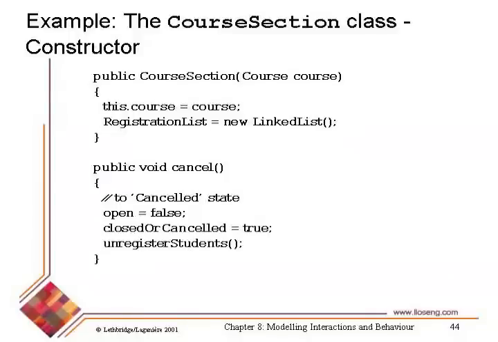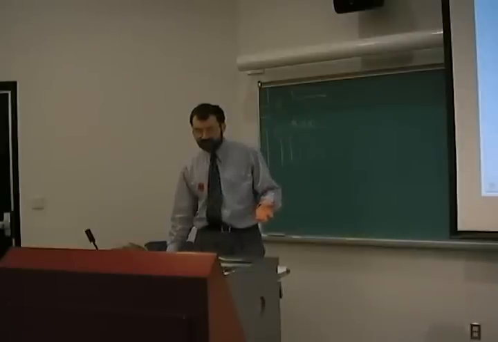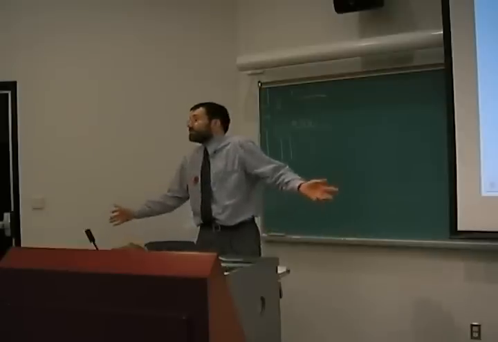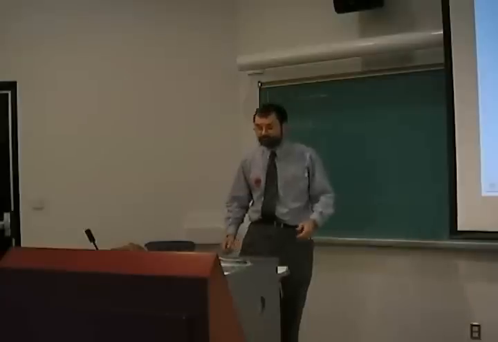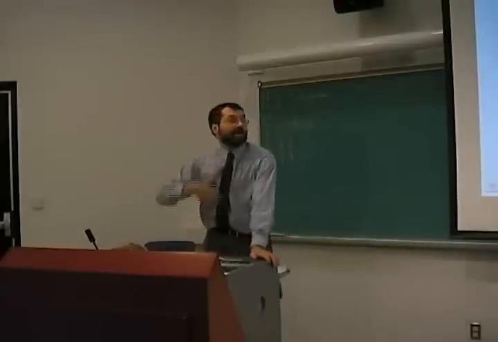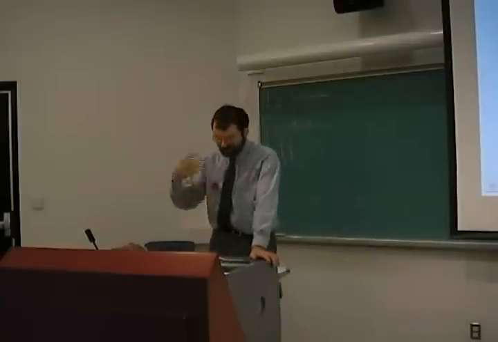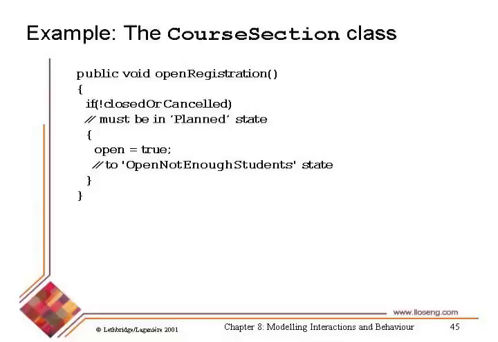You'll notice the difference between planned state and cancel state is that closed or cancelled is true. Planned state, closed or cancelled is false, but here I'm going to be in closed or cancelled true. And I can go to cancel state from pretty well anywhere, even from planned. The only difference is that I'm setting this closed or cancelled to true. Unregister students would do nothing because there's no students. So what I'm showing here is methods that trigger changes to each state. I'm not going to go through all of them.